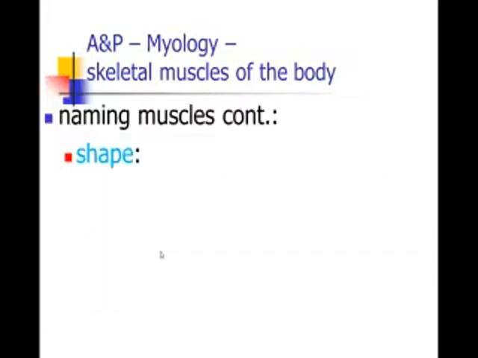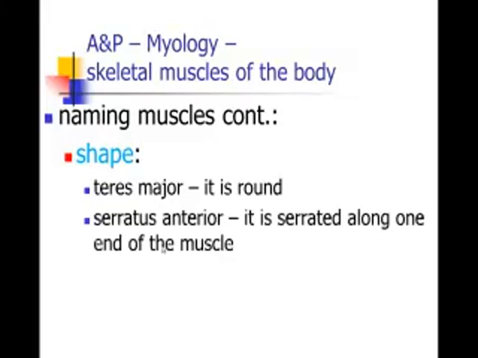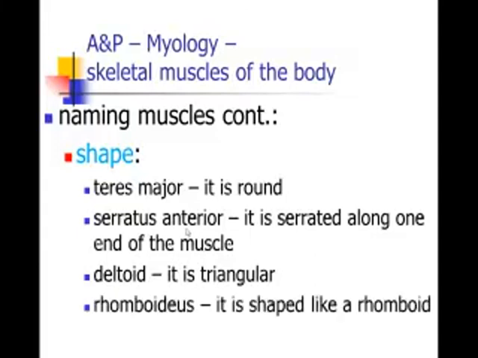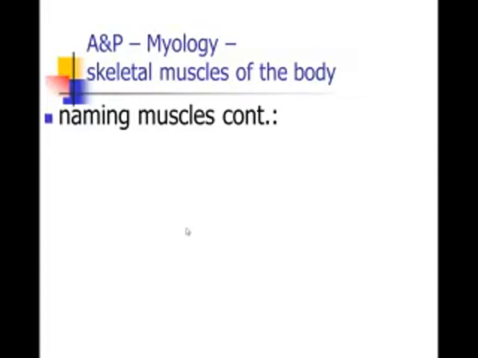We can also name muscles based on their shape. So we have teres major. Some of you should remember from your zoological roots, teres means round. So teres major is sort of a round muscle. Serratus anterior is going to be serrated like a knife. We're going to actually talk about serratus anterior in part 3 of the lecture, so we'll talk about why it looks like a serrated knife. Deltoid muscle is going to be triangular, and the rhomboideus muscle is going to be shaped like a rhomboid. So these are all grand things, right?